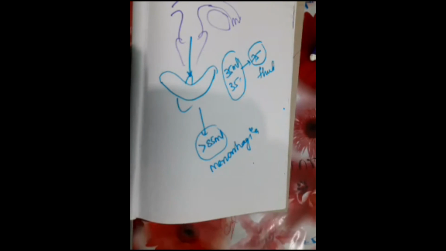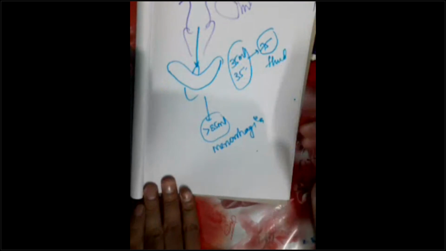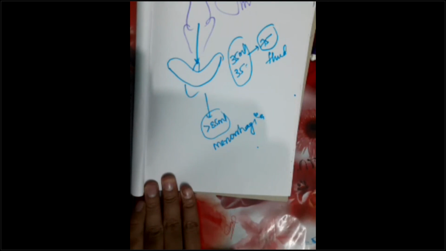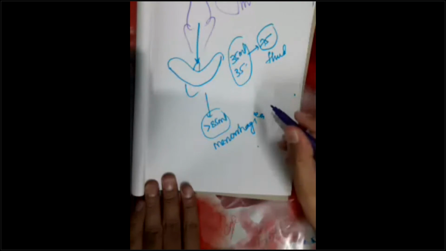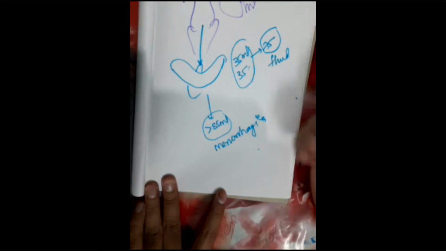What are the causes of menorrhagia? Infinite causes are there for menorrhagia. Fibroid can be there. Any problem can cause menorrhagia. I don't want to discuss that now. What is hypomenorrhea? If less than 5 ml of fluid is secreted, it is hypomenorrhea.